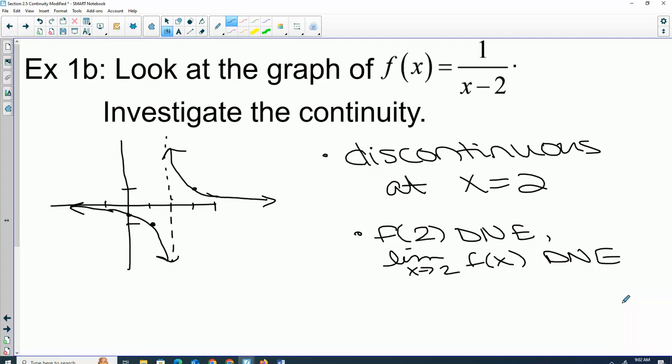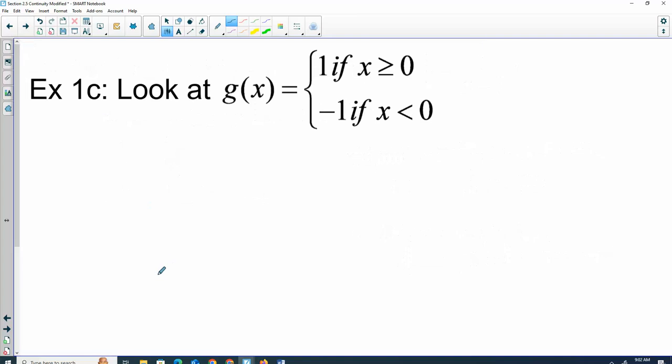Now, on those problems, if it breaks multiple rules, you just have to tell me one. You don't have to tell me if it has multiple issues. One of those would be sufficient. Let's look at another one.